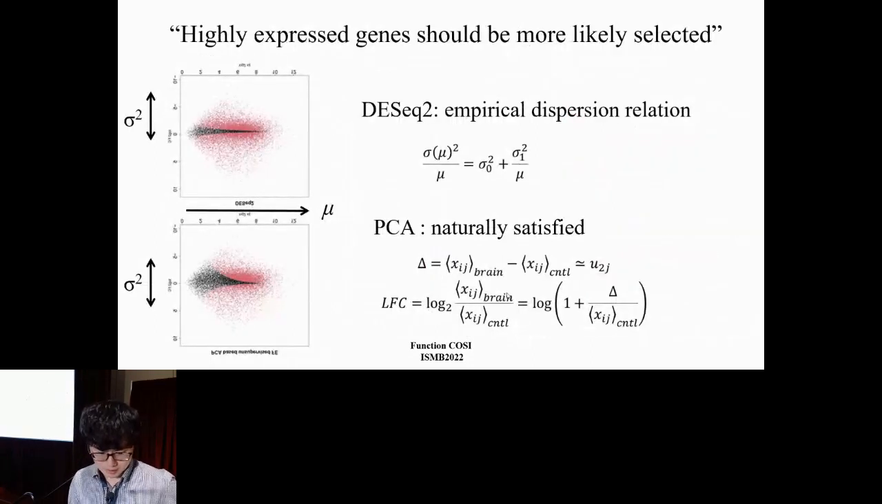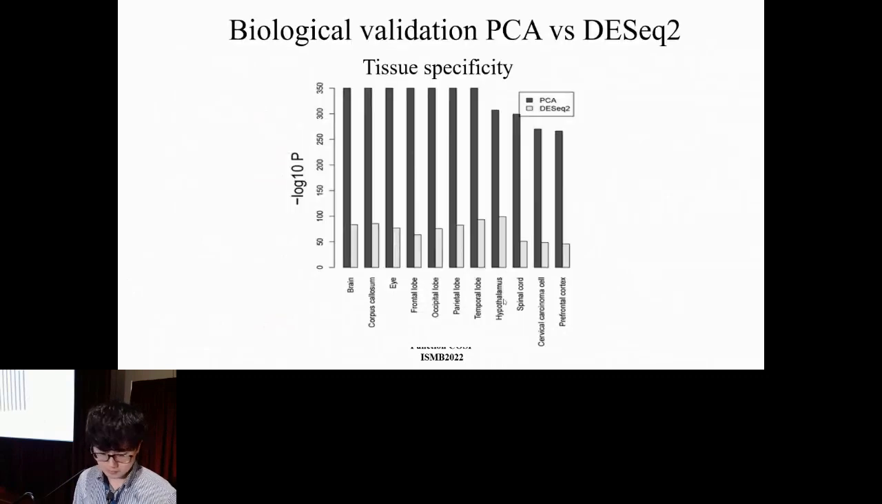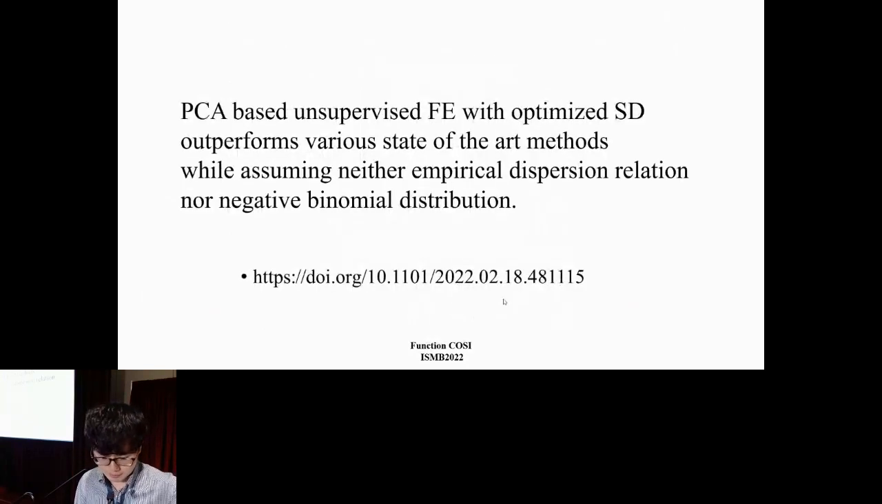Furthermore, in general, genes with high expression are more likely to be DEGs, differentially expressed genes. Existing methods take this empirical rule into account. However, we do not need it and can select reasonable genes. The selected genes were uploaded to Enrichr for enrichment analysis. The genes selected by our method are better than the existing method. In conclusion, our method outperforms various state of the art methods while assuming neither an empirical dispersion relation nor a negative binomial distribution.